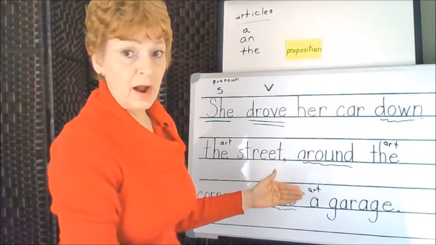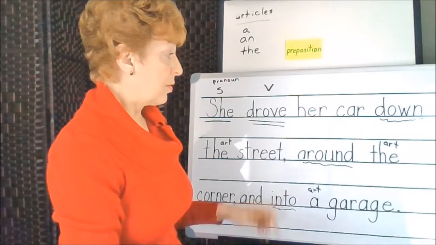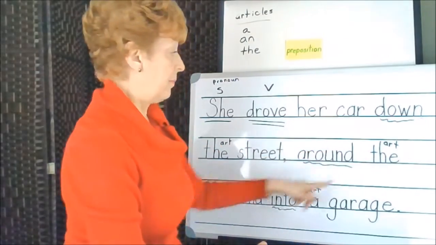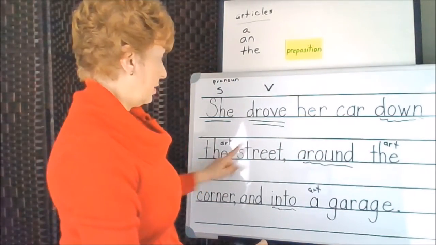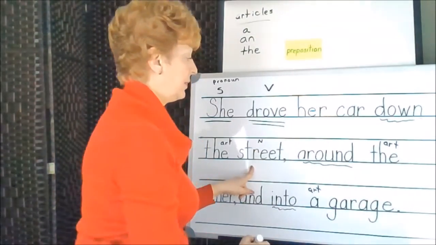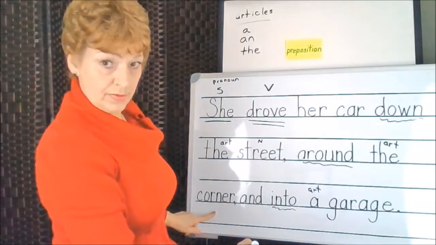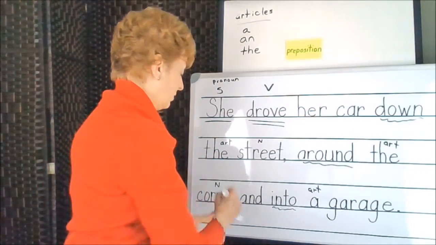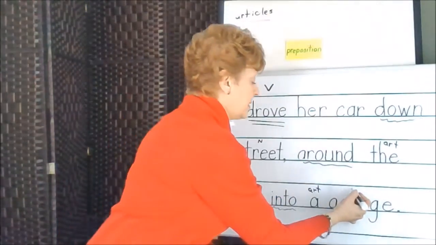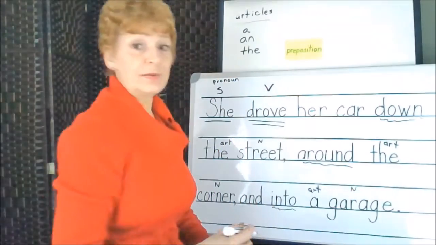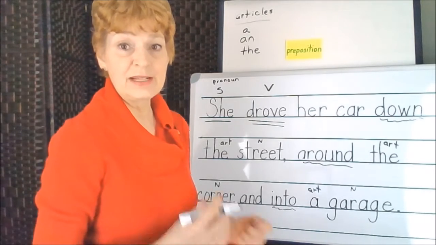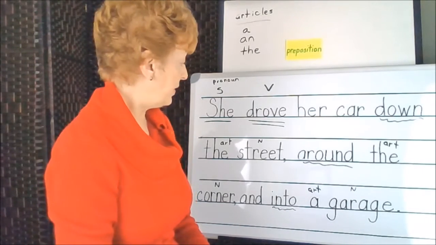Because an article is a noun marker, we're now going to look for nouns that are right after the articles or near them. Down the street. Street is a place. That's a noun. The corner. Well, there's another place, so this is another noun. And into a garage. And a garage is a place as well. So these are all nouns. We're not clear about the function of those nouns right now, but we've identified them as that part of speech.